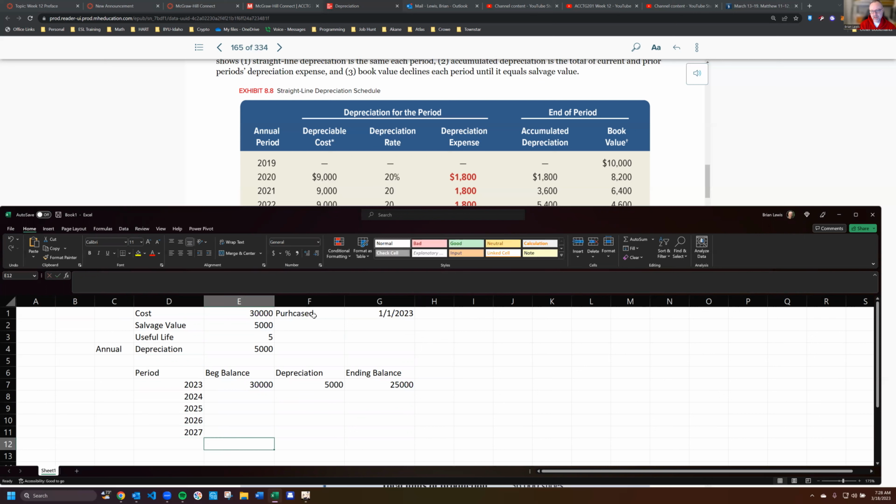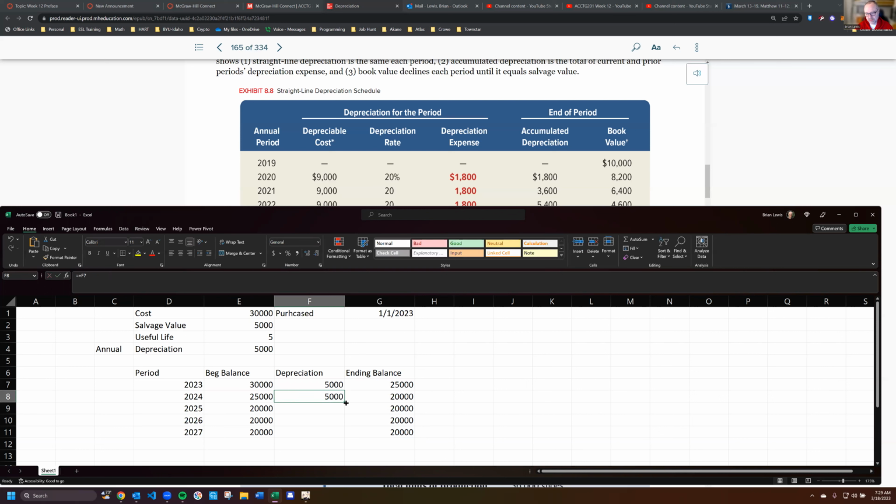All right. Now, once I have this set up, I can do a couple of things. The beginning balance equals the prior year's ending balance, and I can just copy that down. This formula already takes the beginning and subtracts the depreciation, so voila, I got that. Now I just have to put in the depreciation amount. It's the same for each year, so we'll just make it the same all the way down.